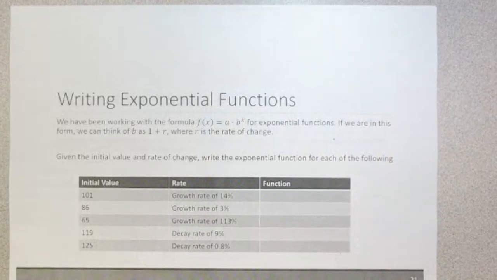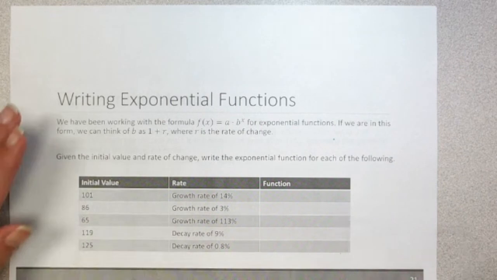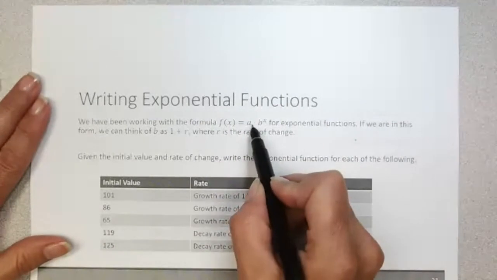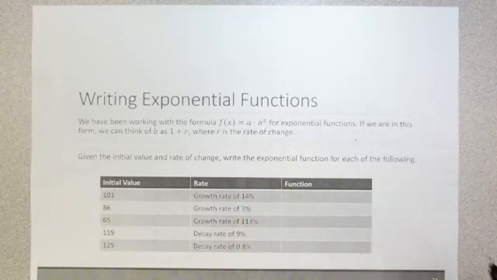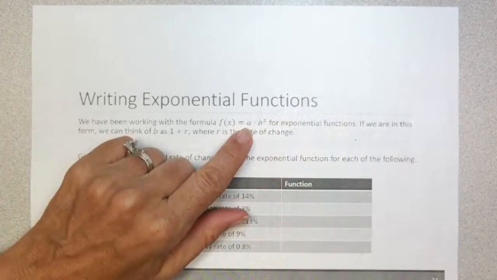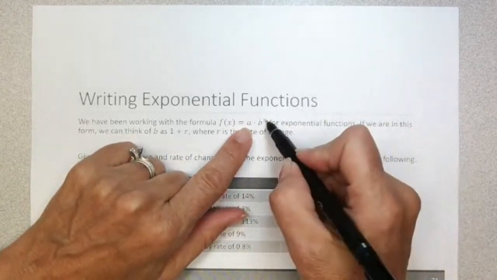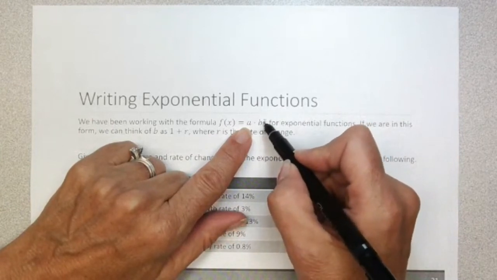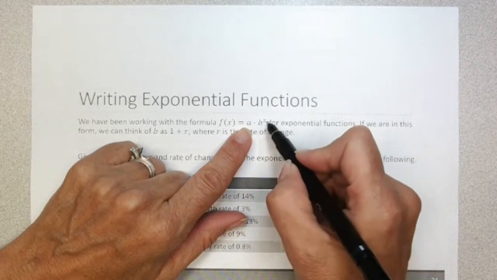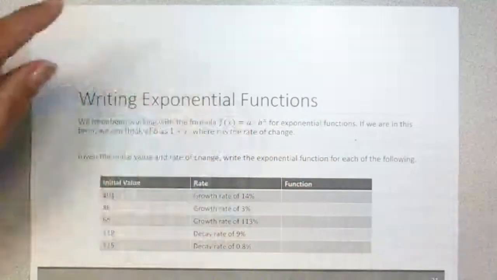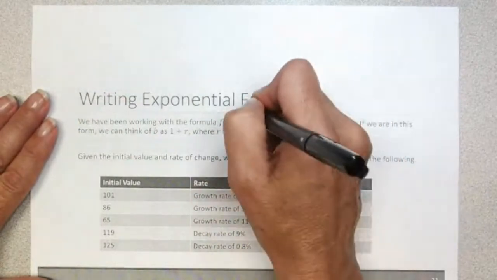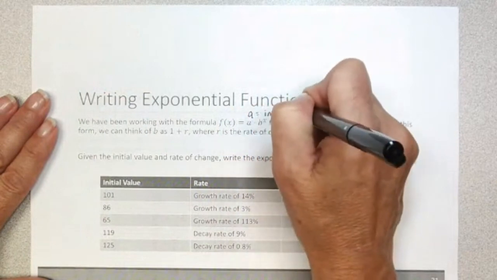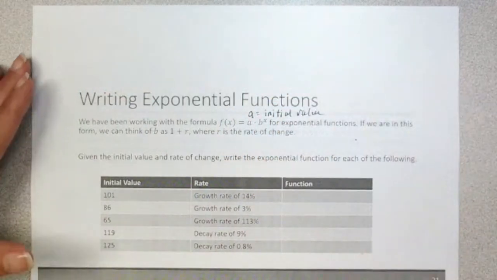All right, let's talk just for a minute about writing exponential functions. We saw that the standard form for the exponential function is f of x equals a times b to the x, all right? Well, think about that a for a minute. When x is 0, that's our starting point for any function, right? B to the 0 is just going to be 1, no matter what that base is. So that means a is going to be our initial value of our function. A is our initial value, all right?